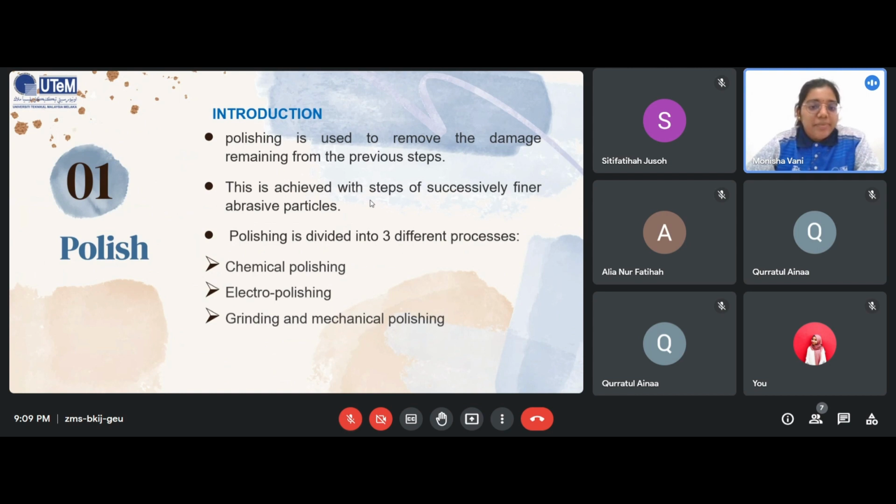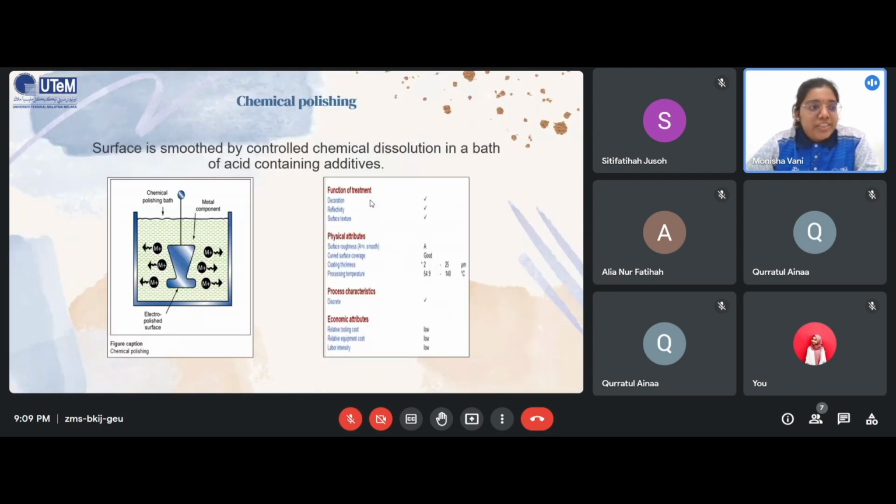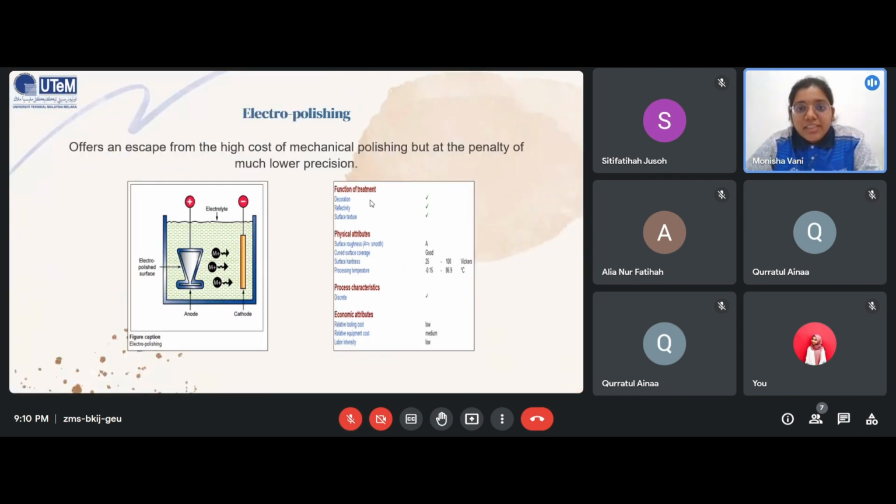First of all, mechanical polishing. Mechanical polishing is a way of brightening a surface, etching, refreshing without the damaging presence of mechanical polishing. A surface is smoothed by controlling the mechanical dissolvent in a bath of acid. This is the picture of the mechanical process.